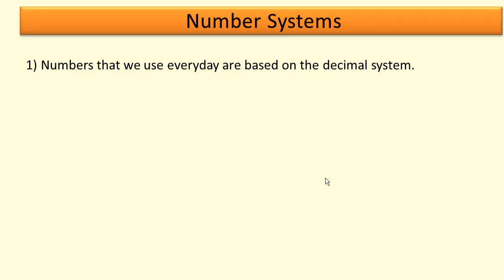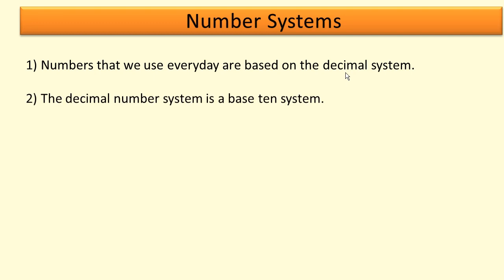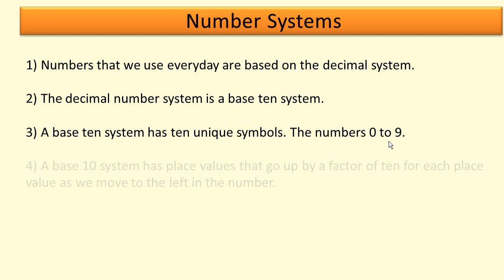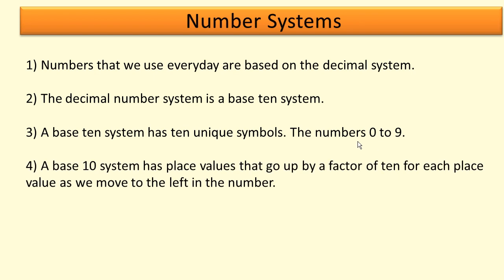Numbers that we use every day are based on the decimal system. The decimal system is a base 10 system. A base 10 system has 10 unique symbols, the numbers 0 to 9. A base 10 system has place values that go up by a factor of 10 for each place value as we move to the left in the number, as you'll see in the next slide.